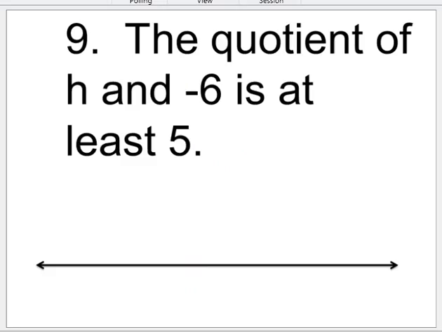The next two problems are written in words. Go ahead and write this one. The quotient means division, so h divided by negative 6 is at least 5. Let's spend a little time talking about at least 5. It means my answer on the left has to be 5, 6, 7, 8, anything 5 or bigger. So I want the big mouth to eat the bigger side, and I want to put an equal to sign underneath it because it's okay for it to be 5.